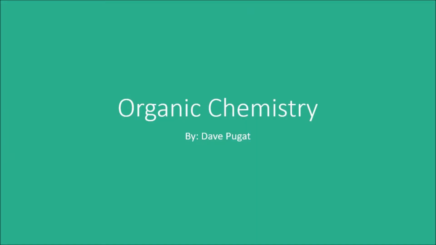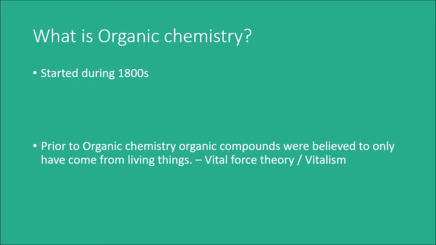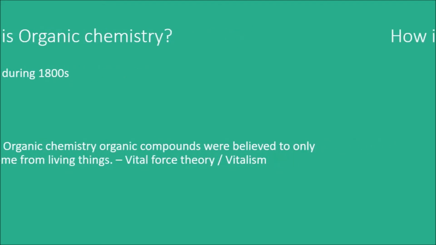Alright, so organic chemistry. So, what is organic chemistry? Organic chemistry started during the 1800s. Prior to it, they called it the vital force theory or vitalism, wherein chemists, people of science, believed that organic compounds only come from living things. These organic compounds are things such as sugar, urea, from urine, and the such.